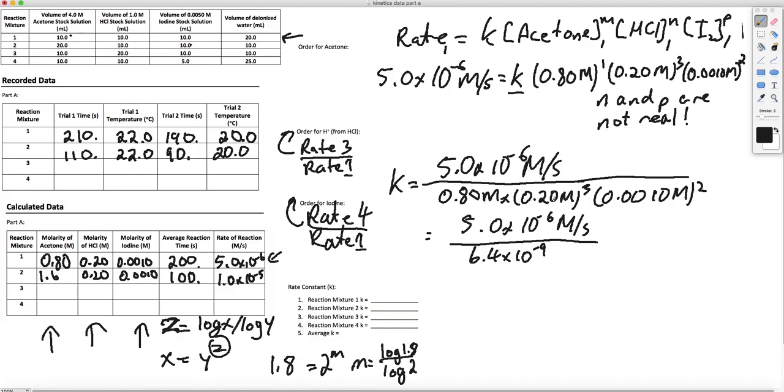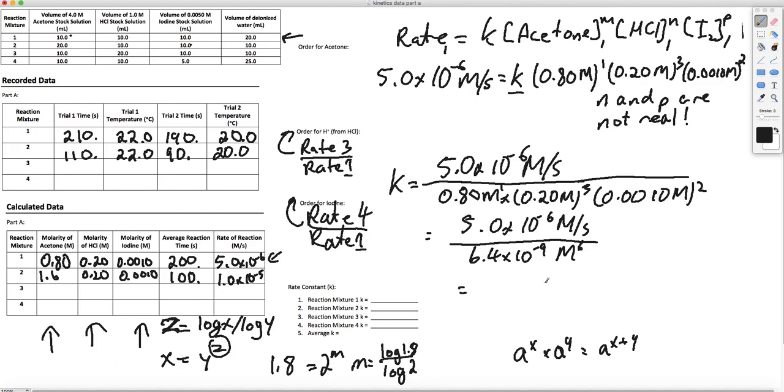So it's 0.80 times 0.20 cubed times 0.0010 squared. But the other part of that unit is the molar. We've got molar to the 1, molar to the 3, molar to the 2. And when we multiply all of those together, we get molar to the 6th. The way I get the 6th there is 1 plus 3 plus 2 is 6, because whenever you're multiplying powers together, you add the powers. If you've got a to the x times a to the y, that equals a to the x plus y. So that's what I've done there. So that's molar to the 6th.